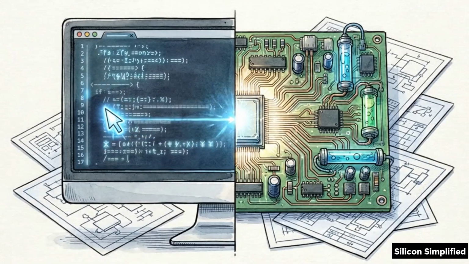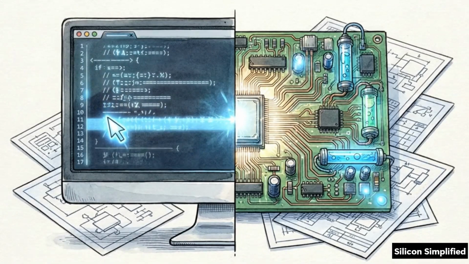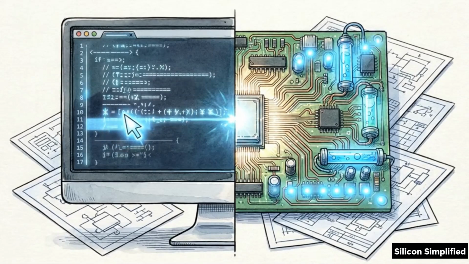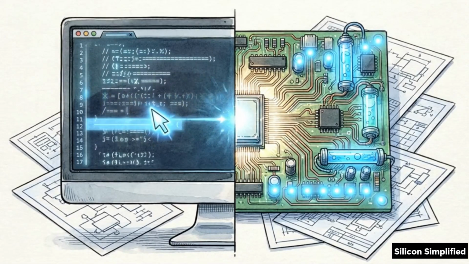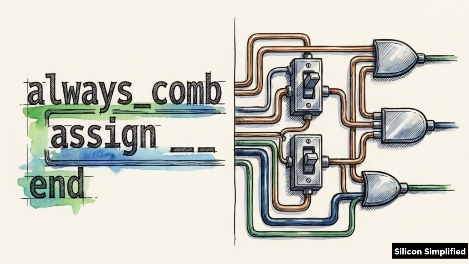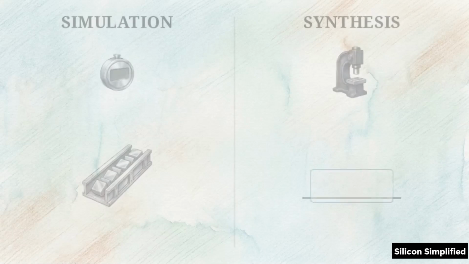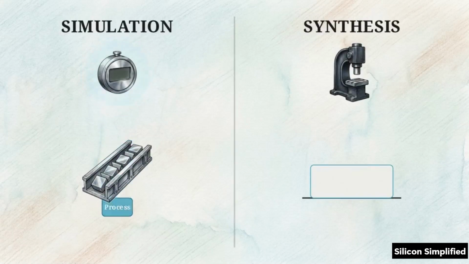Standard C code executes one line at a time. Verilog is different. It executes instantaneously across the entire design. Verilog uses a text-based syntax to define and map concurrent electrical reality. We interact with this code in two distinct phases.